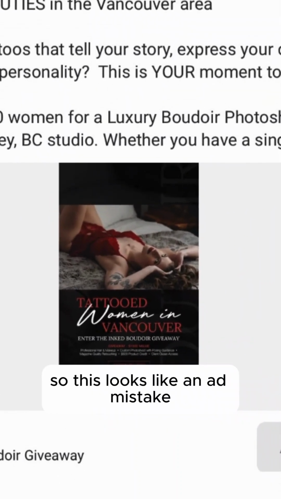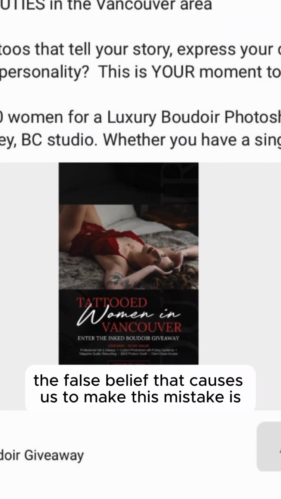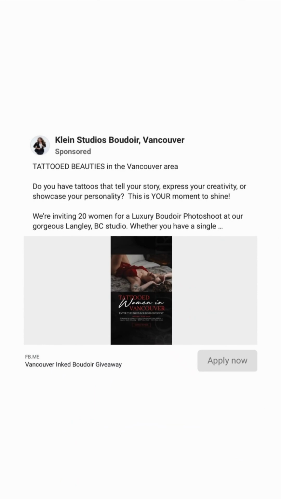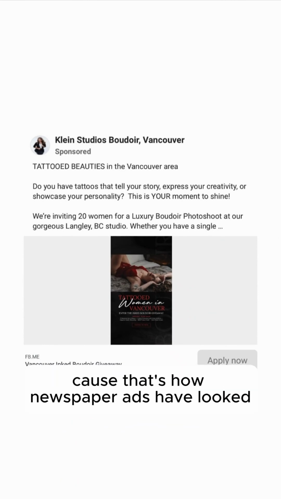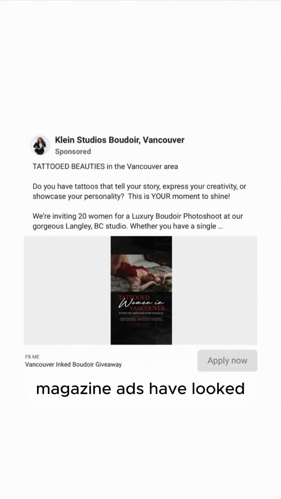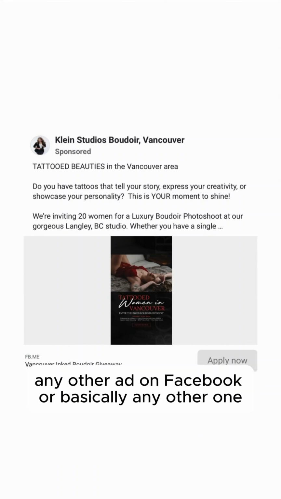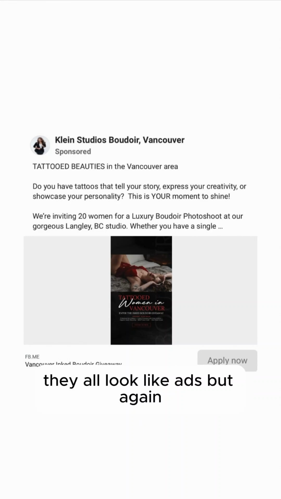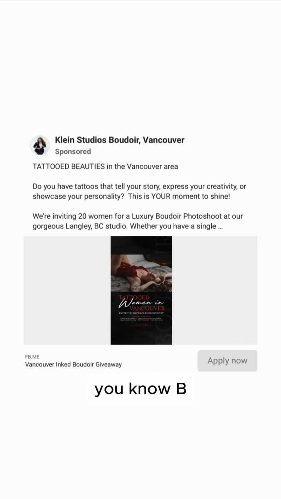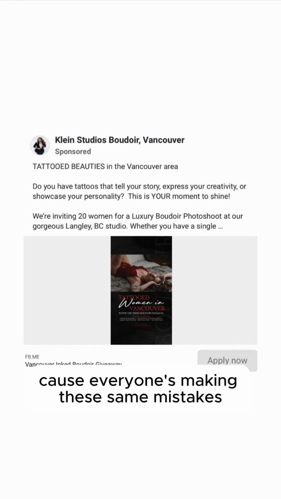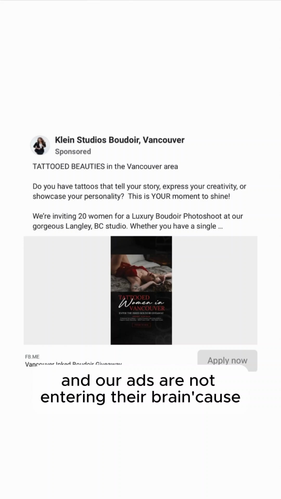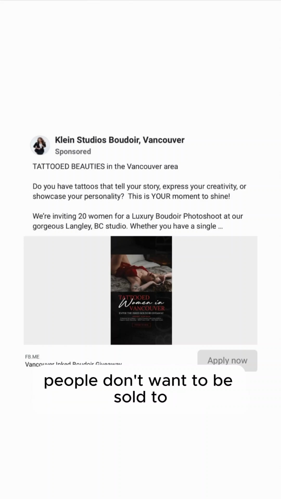Creative. All right, the creative looks like an ad, so it looks like an ad mistake. The false belief that caused us to make this mistake is we believe our ads should look like ads, because that's how newspaper ads have looked, magazine ads have looked, TV commercials have looked, and any other Boudoir Facebook ad on Facebook. They all look like ads. But again, BLCS is the most common thing I'm seeing, because everyone's making these same mistakes. So the consequence of this, yeah, way more women are going to be scrolling on by, and our ad is not entering their brain because people don't want to be sold to.